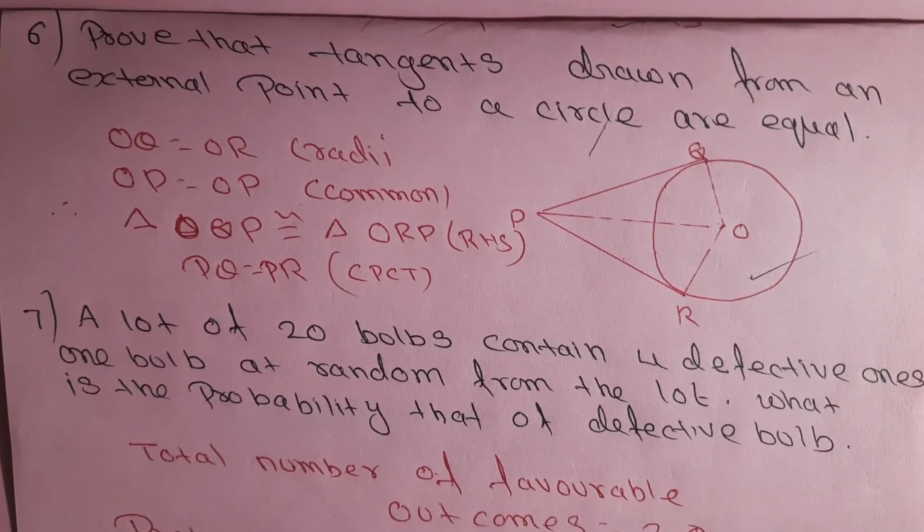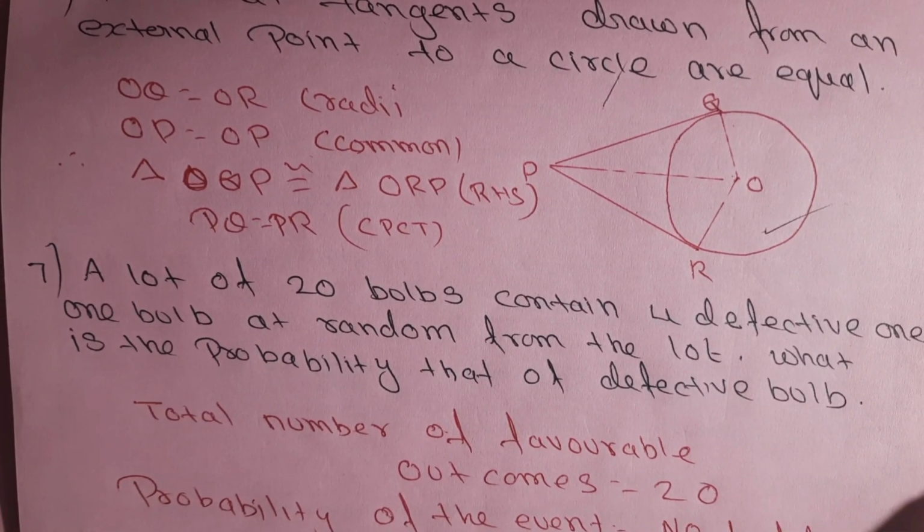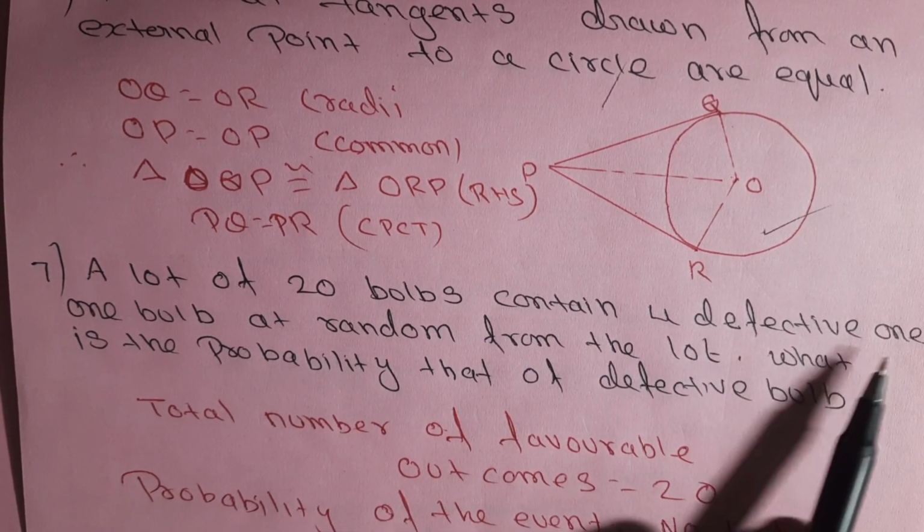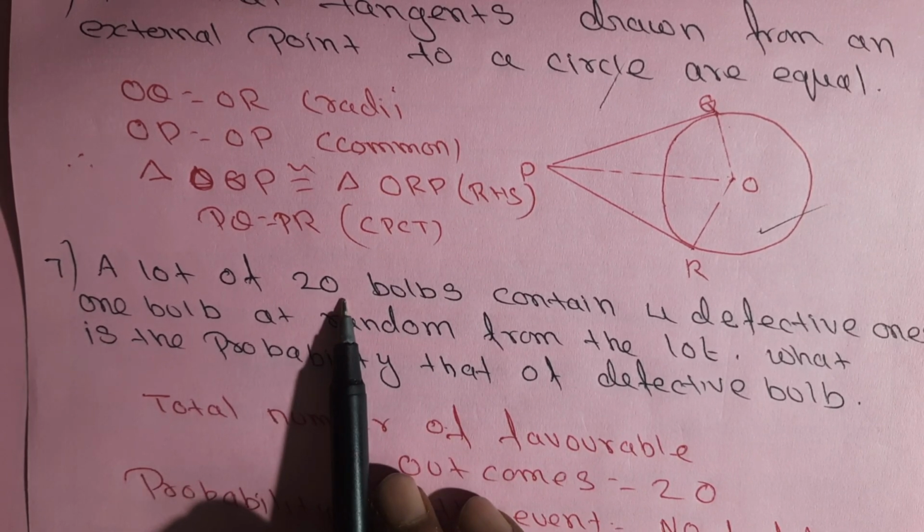Okay, now come to question number 7. A lot of 20 bulbs contains 4 defective ones. In a bag there are 20 bulbs.